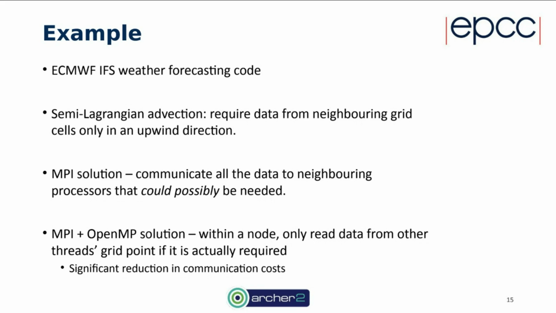On the other hand, if we have an MPI and OpenMP solution, then within a node, we only read data from other threads' grid points if it's actually required. So it's easy in OpenMP just to say, okay, I need data from certain grid points that belong to other threads, but I'll just go ahead and read them. That's no problem. So it actually turns out to be a significant reduction in communication costs.